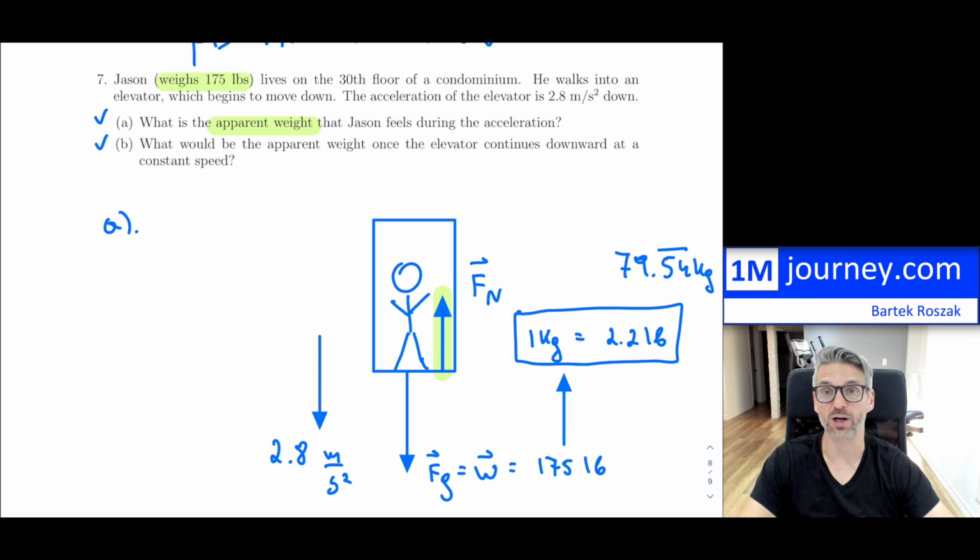So that would have been part B. Basically, the normal force or apparent force is equal to your weight, your regular weight, so 175 pounds. All right, so that would be it.